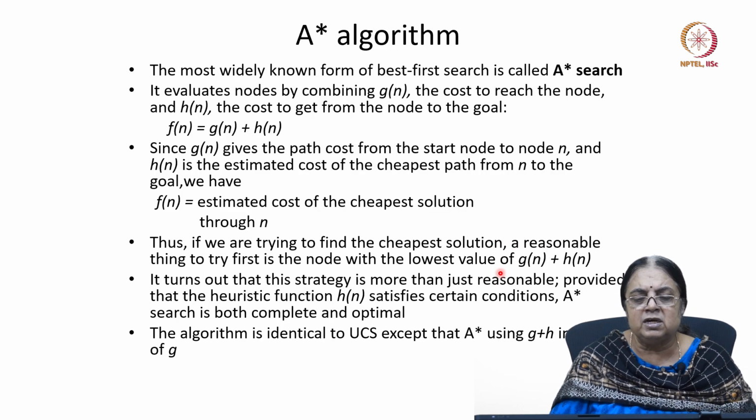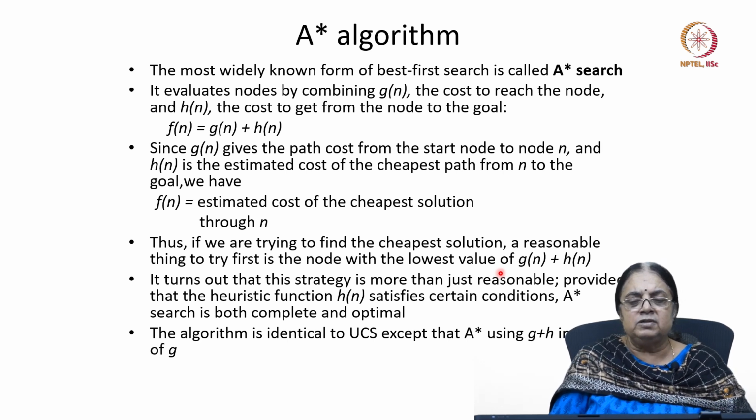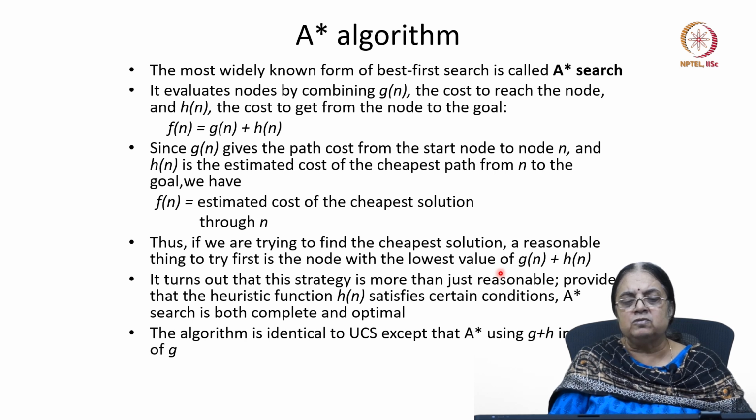Okay, now the A star algorithm is the most popular algorithm over here, okay. And what is the A star algorithm? It's again a form of best first search, or you can say it is best first search, okay. They sometimes call the A star algorithm the best first search also. So here it evaluates the node by combining g of n, the cost to reach the node from the start state, and h of n. So h of n is the estimated cost of getting from this node to the goal state. So f of n is equal to g of n plus h of n.